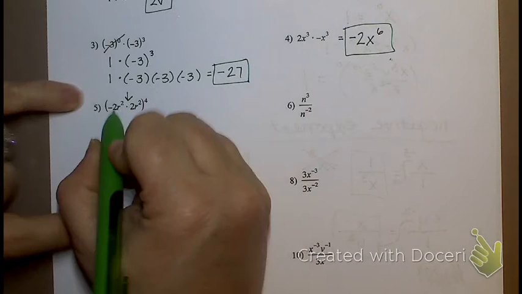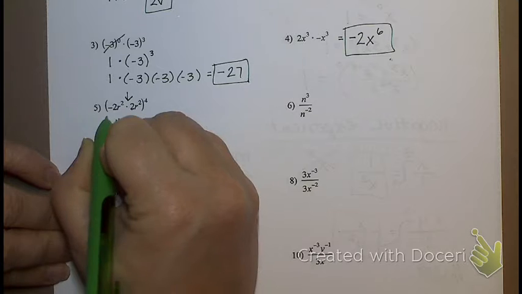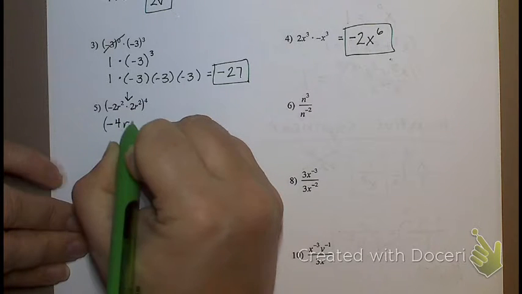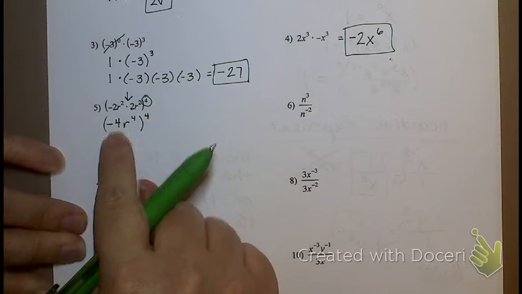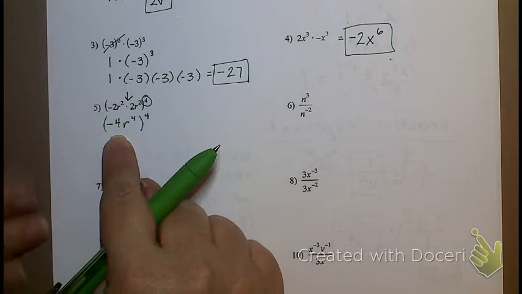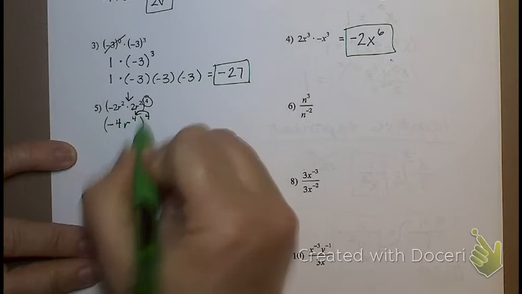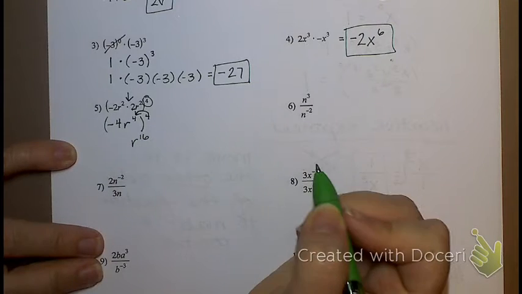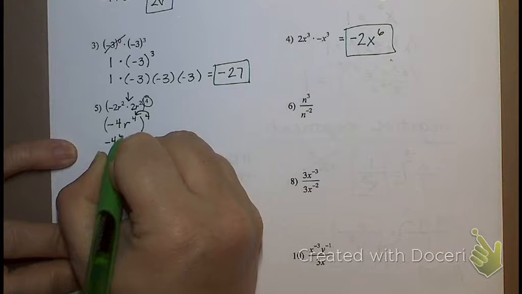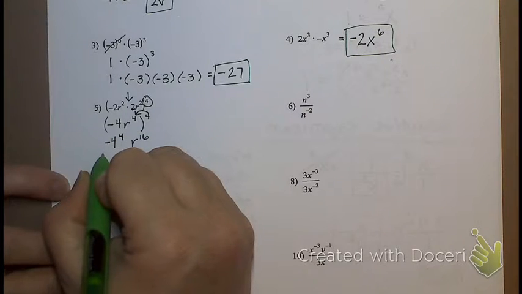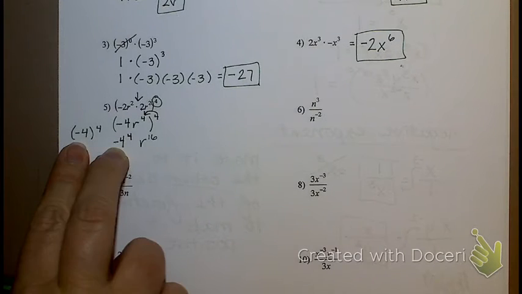Okay? So let's see. What's negative 2 times positive 2? Negative 4. And what's r squared times r squared? R to the 4th. And then I have this exponent out here. Now I can distribute it to something that's a little easier. So here's my question. I know that I'm going to have r to the 16th. Yes? Do I have negative 4 to the 4th, or do I have negative 4 to the 4th? Which one do I have?